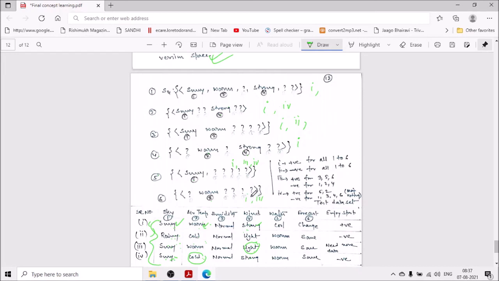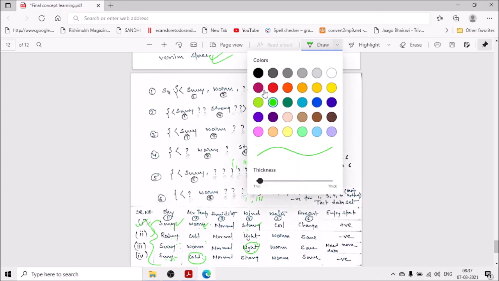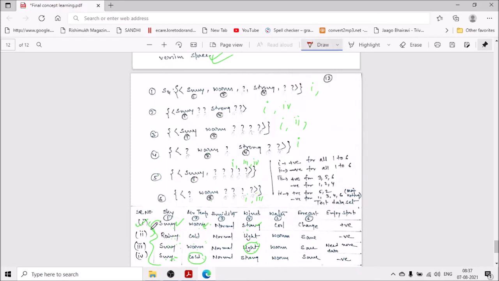So if it is the first attribute, you just take another color. If it is the first, all say yes. So it's a yes class, positive class. So the first one will be the positive class.